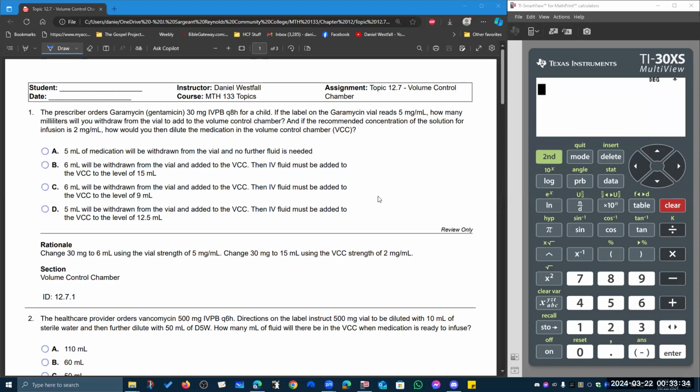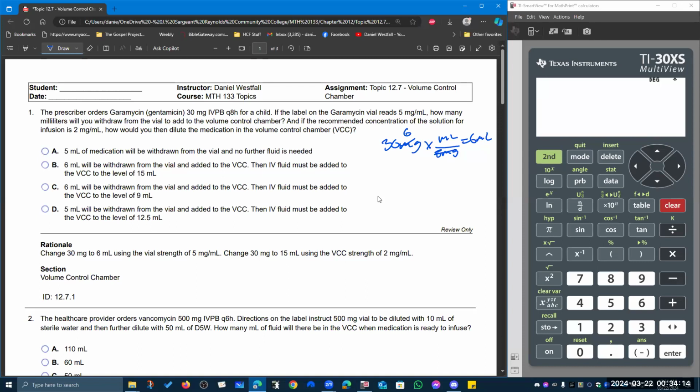Okay, let's go ahead and get started with our first problem from 12.7. Prescriber orders 30 milligrams to be given every 8 hours for a child. If the label on the vial reads 5 milligrams per milliliter, then we're looking at 6 milliliters that we're going to extract from or withdraw from the vial to put into the volume control chamber, the VCC.